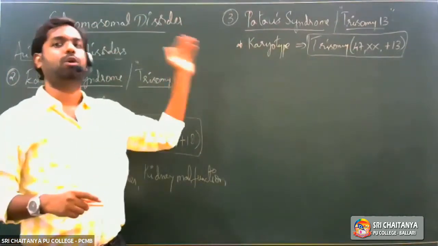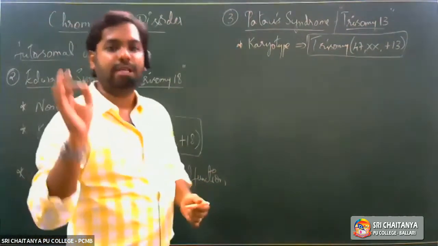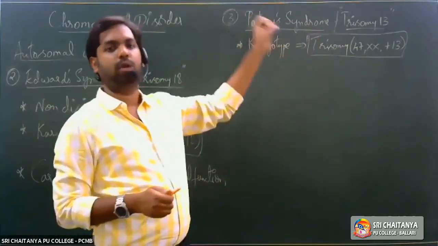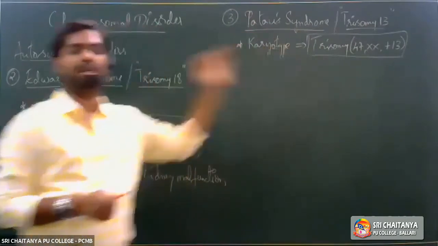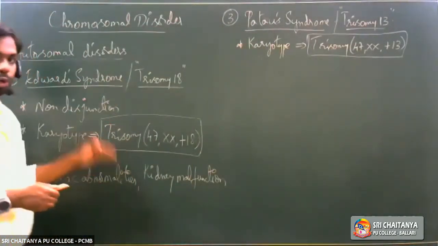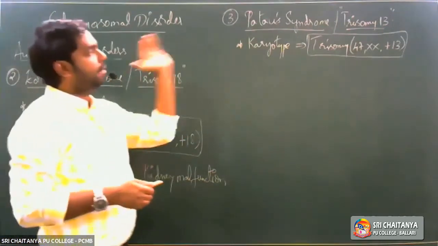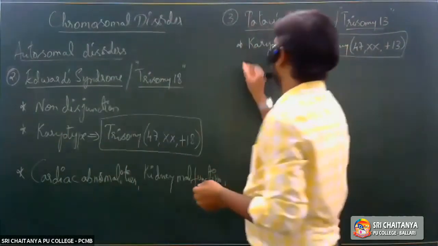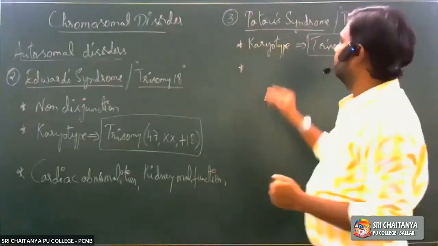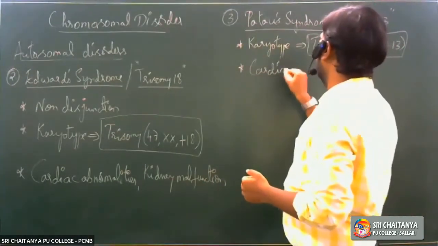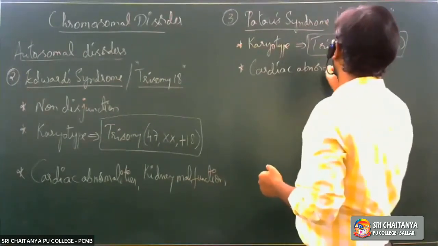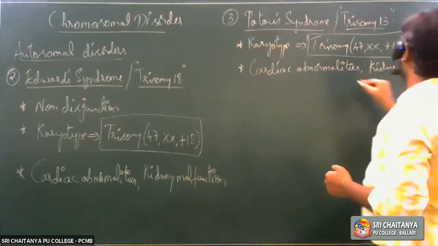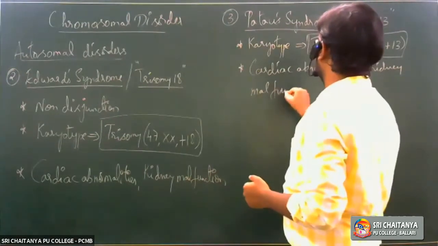Now, what happens in this Patau syndrome? It is majorly caused because of an additional chromosome present on the 13th pair of autosomes. Therefore, a total of 47 chromosomes are usually present in these individuals. Unlike Edwards syndrome, which is predominantly seen in females, Patau syndrome is seen in both males as well as females. Individuals with this condition usually suffer from cardiac abnormalities, and they also have kidney malfunction. So the kidneys are not functioning properly.